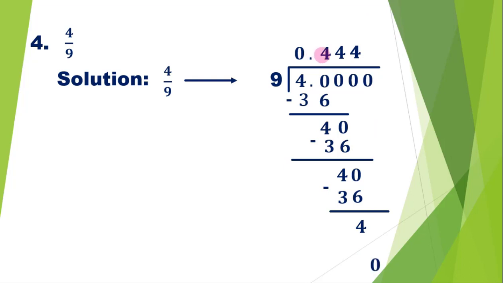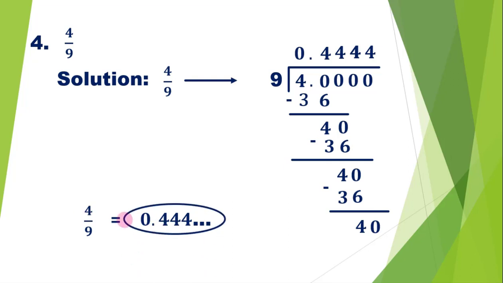So that means that we have here a repeating decimal. Okay? So in this case, let's continue the process. And we can say that 4/9 equals 0.444 and so on. Or we can cut that to 2 decimal places. So 4/9 is equivalent to this decimal number.